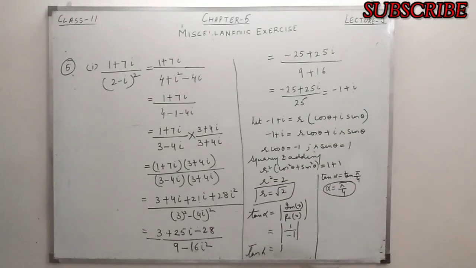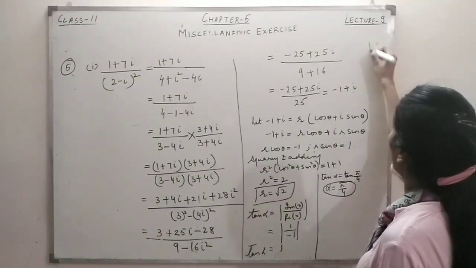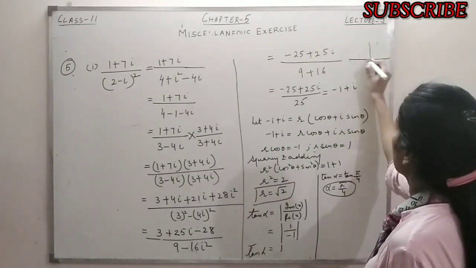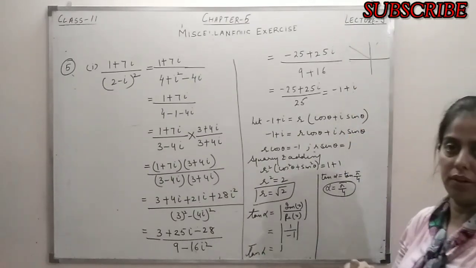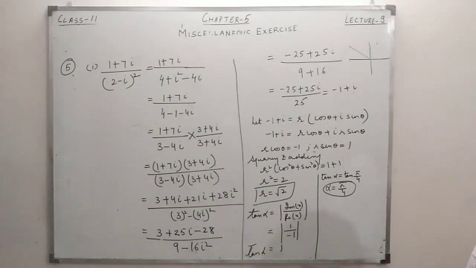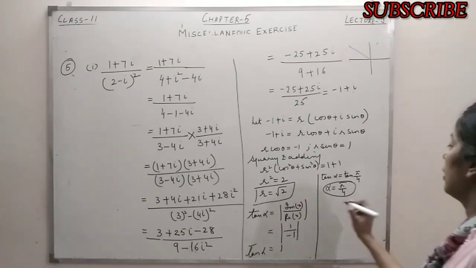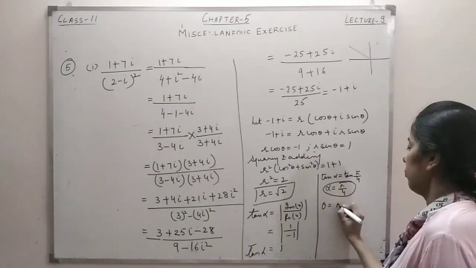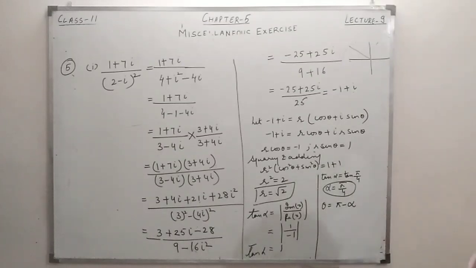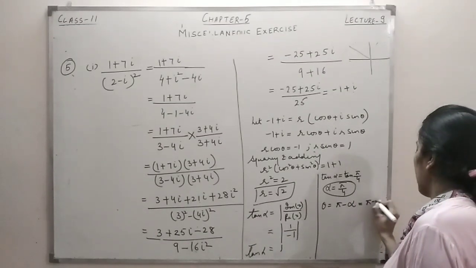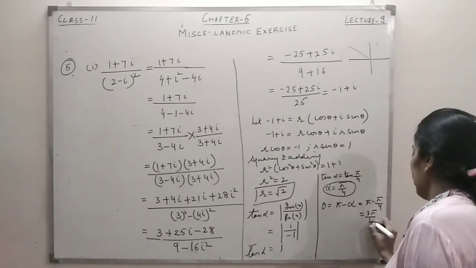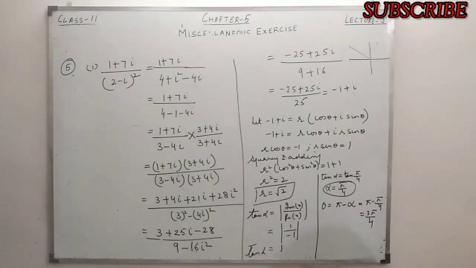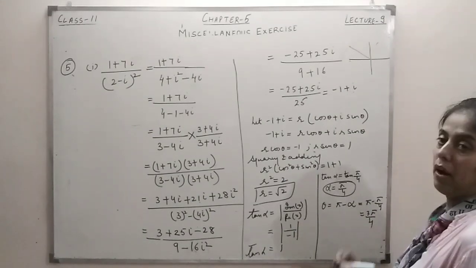Now we check in which quadrant the complex number is lying. Here the real part is negative and the imaginary part is positive, it means the complex number is lying in the second quadrant. If the complex number lies in the second quadrant, then what is theta? Do you remember that? That is pi minus alpha. So pi minus pi by 4, that is equal to 3 pi by 4. So amplitude theta is equal to 3 pi by 4.